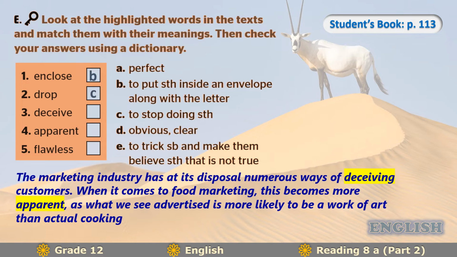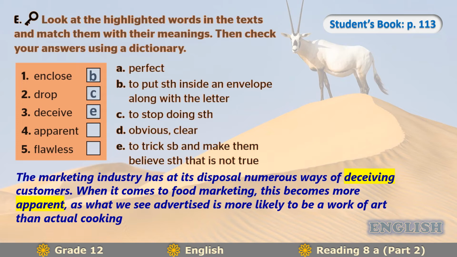Let's see. Later, when the word apparent is used, the writer says, when it comes to food marketing, this becomes more apparent as what we see advertised is more likely to be a work of art rather than actual cooking. So the nearest meaning here for the word deceive is going to be letter E, to trick somebody and make them believe something that is not true. And this is what the marketing industry is doing to the customers. They are trying to trick customers and let them believe that what they are seeing is true while it is false.